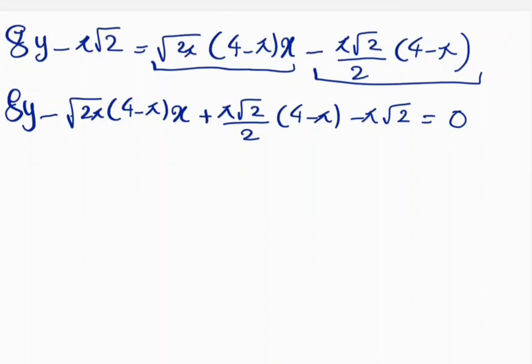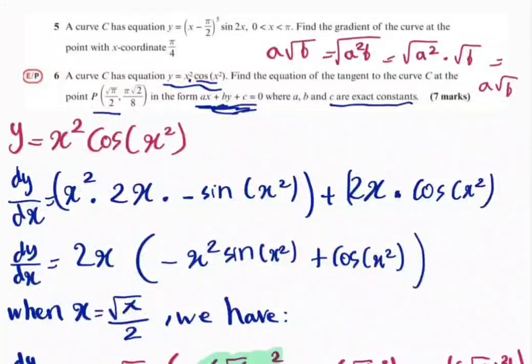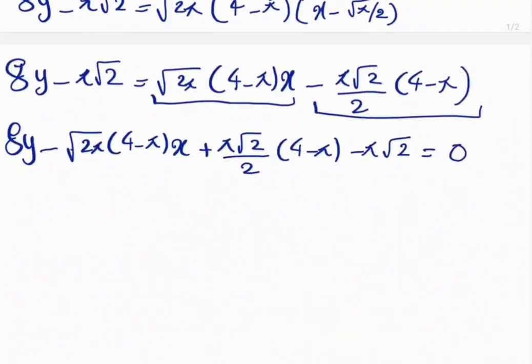And that's it, because the question was asking for this form for the final answer, and now ours is exactly the same. So this is ay, this is bx, and this is the c. Of course we can simplify c, but it's not really necessary here because this is just a constant.